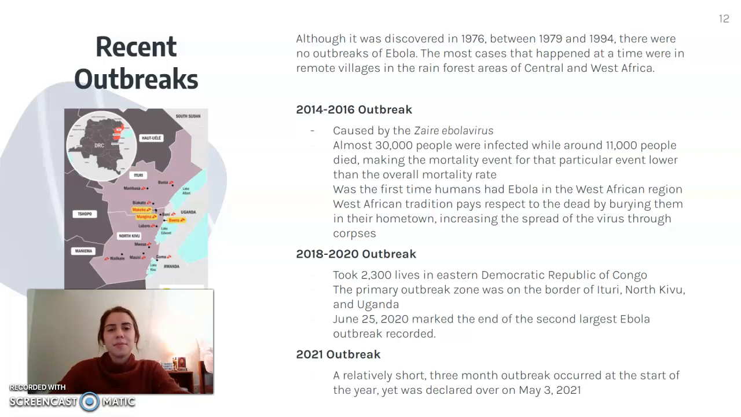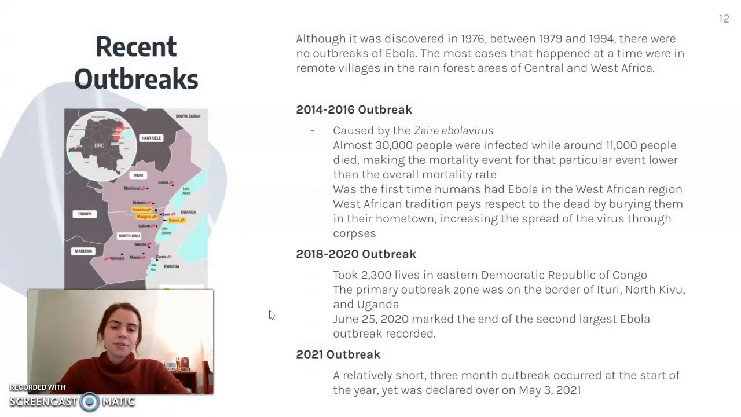And this was the first time humans had Ebola in the West African region instead of animals. So this is why funerals pose a risk for the spread of the outbreak, because in West African tradition, those who wish to pay respect to the dead bury them in their hometown, increasing the spread of the virus to those around them unknowingly.